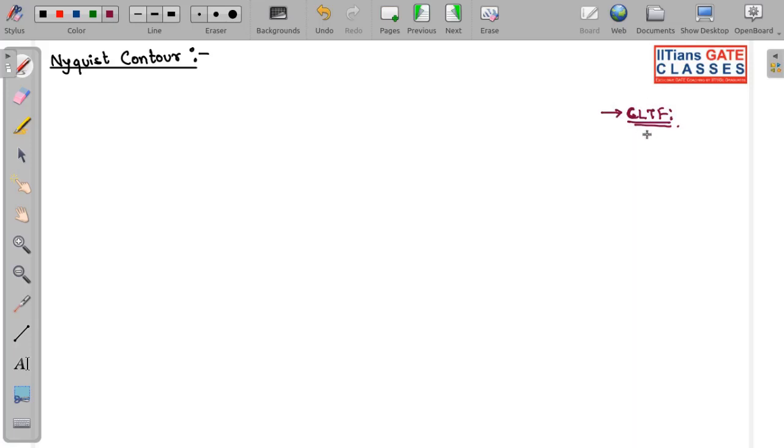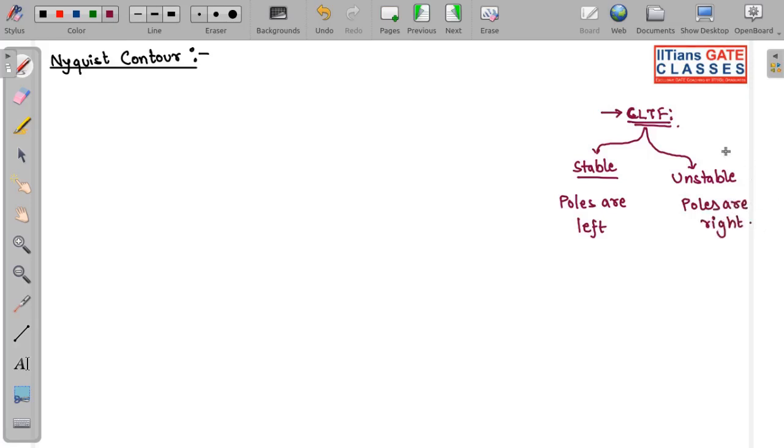Now your CLTF will be stable when poles are in the left, and your CLTF will be unstable when poles are in the right. Okay, whenever poles are in the right, your CLTF will be unstable.